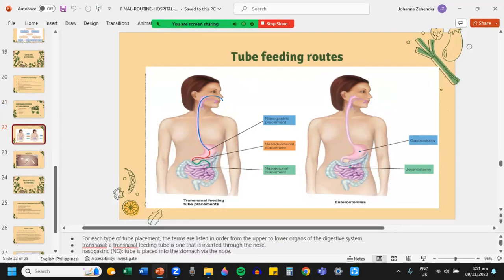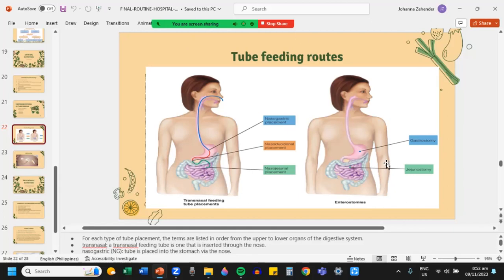Okay, so here I just want you to be familiarized with the different tube feeding routes. The most common is nasogastric placement. There's also nasoduodenal placement, so it is here, this red part. They also have nasojejunal placement, so in the jejunum is where the tubing ends. Okay?